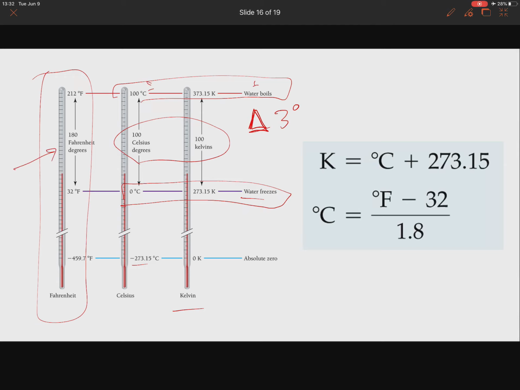That's not true over here. The size of a Fahrenheit degree is clearly different than the size of a Celsius degree. 1.8 Fahrenheit degrees equals 1 degree Celsius. So we've got some conversions.